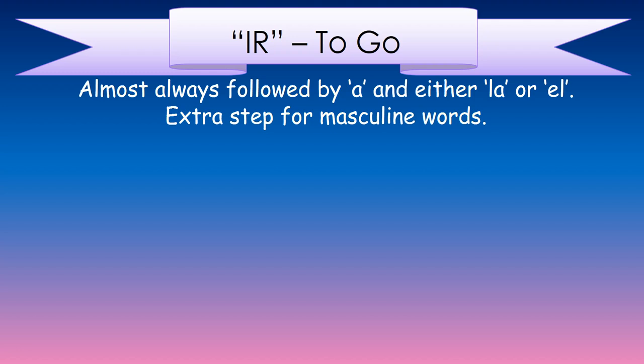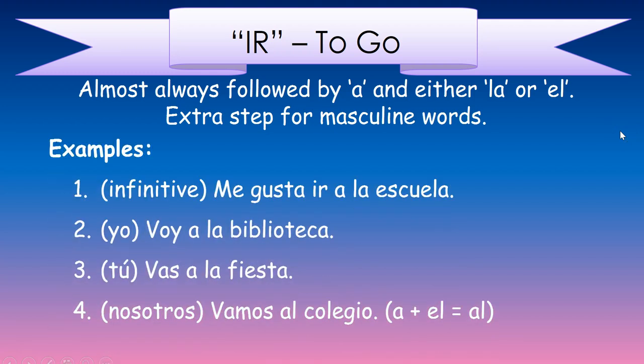Now, a lot of times you want to say you're going someplace. I'm going to the park. I'm going to school. Well, for this, we need the word a, and then either a la or al. So I'll show you some examples so you can see what I mean. I have, me gusta ir a la escuela. I like going to school. Now we kept this in the infinitive because I'm saying I like going, just to show you that we can keep it in the infinitive. Dos, voy a la biblioteca. I'm going to the library.